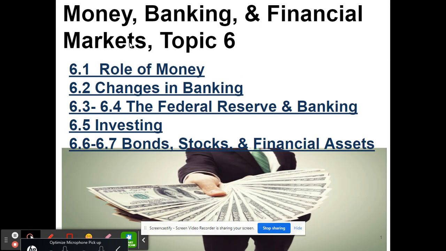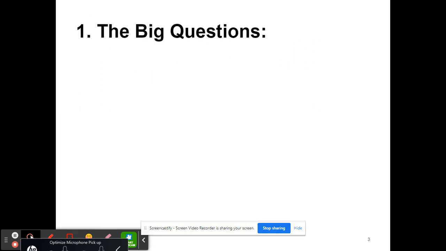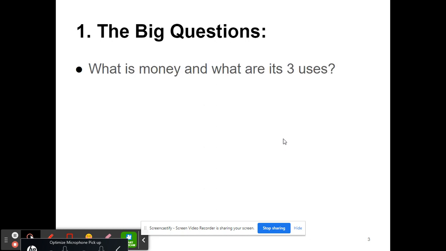Okay, so the whole slideshow is going to cover the whole topic for money, banking, and financial markets. It's going to cover the role of money, changes in the banking system historically, the Federal Reserve in banking, investing, bonds, stocks, and financial assets. Basically, focus on money. And this first one is particularly on money. The big question for this first lesson is, what is money and what are its three uses?